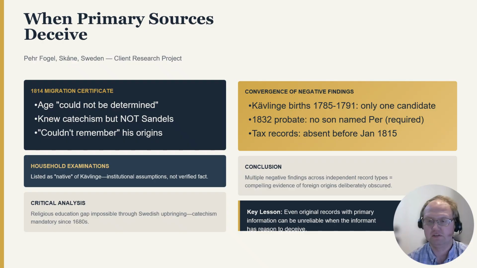But there were these notes about how his age couldn't be determined. He did know the Lutheran Small Catechism, but he didn't know Bishop Sandel's Catechism explanations. And about his origins, where he came from before that point, it alluded to some earlier certificates where basically it passed on the message that he couldn't decide or remember. He wasn't decisive about where he came from.